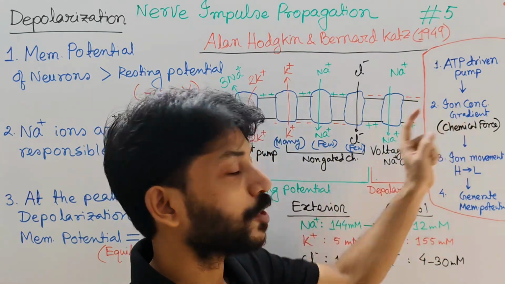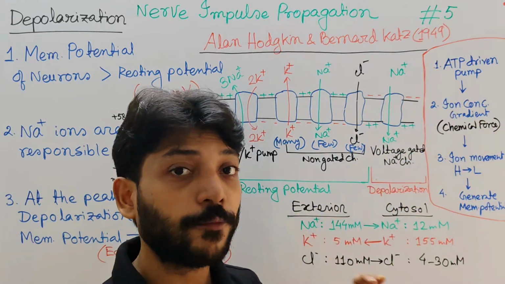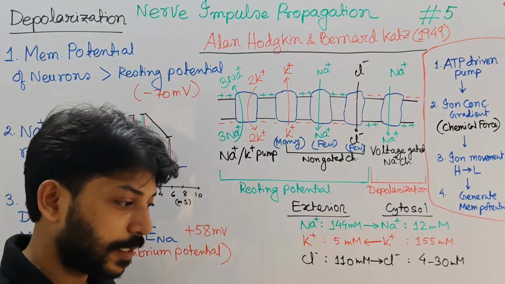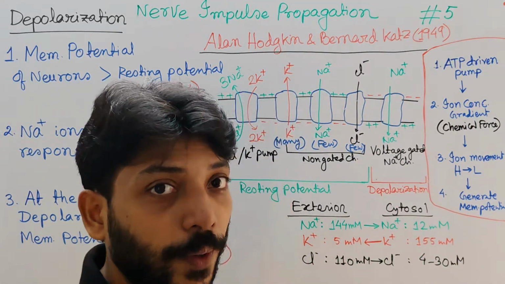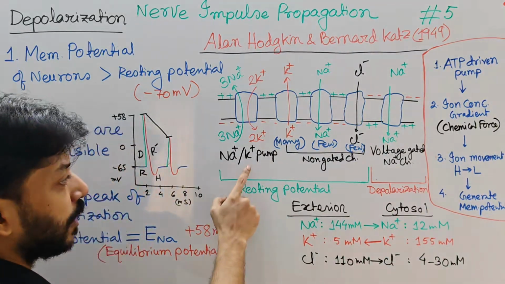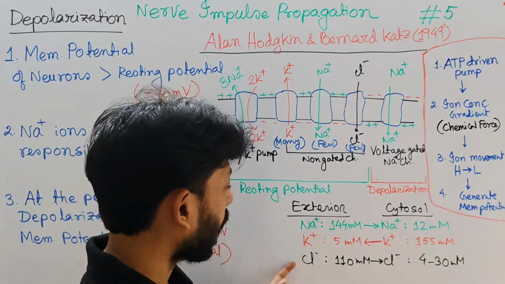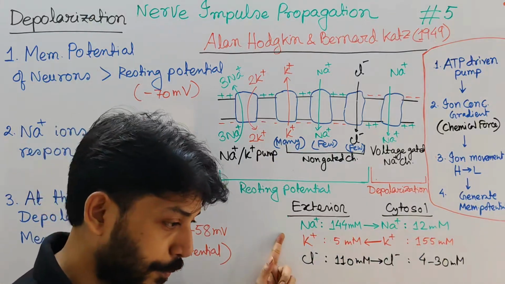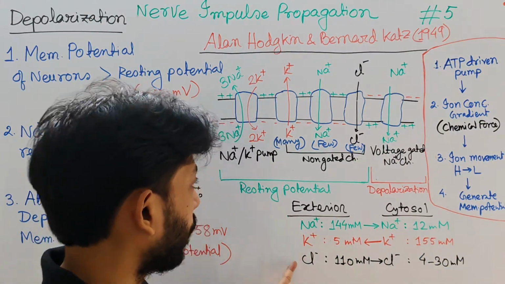Now, this ion concentration gradient is generated with the help of ATP-driven pumps. So the first kick comes from the ATP-driven pump. There are different ATP-driven pumps present. These are transporters that hydrolyze ATP to get energy to pump ions, and that generates the ion concentration gradient. I am taking one example here, the sodium potassium pump. I have written here the concentration differences of these three ions because they are the major contributors to the membrane potential of neurons: sodium, potassium and chlorine.